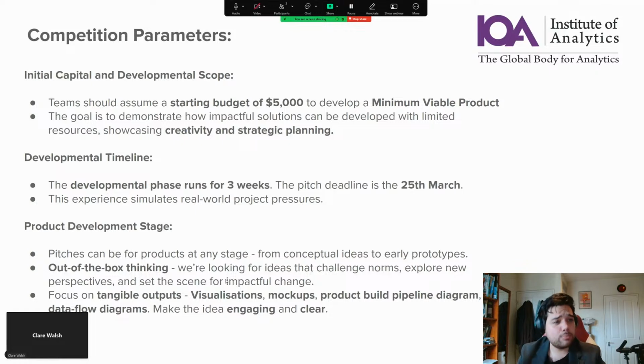If you have a more niche, better understanding of your idea, so you can make a prototype or at least describe a prototype, please feel free to pitch that prototype with visualizations, maybe a diagram. This will boost your chances of doing well. But focus on out-of-the-box thinking, tangible outputs such as visualizations, pipeline diagrams, or even data flow diagrams, and make your pitch engaging and clear.